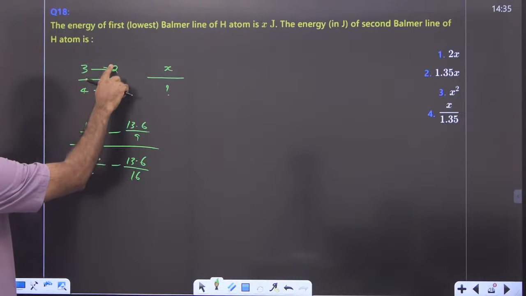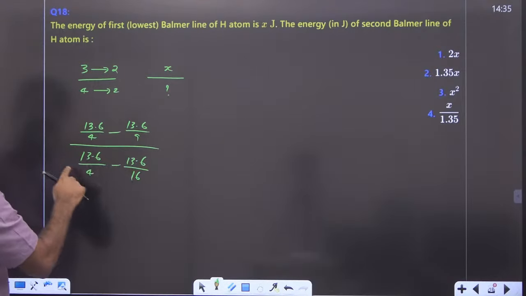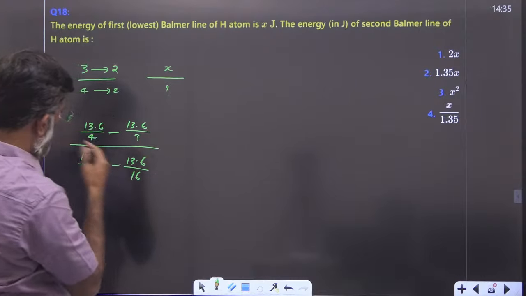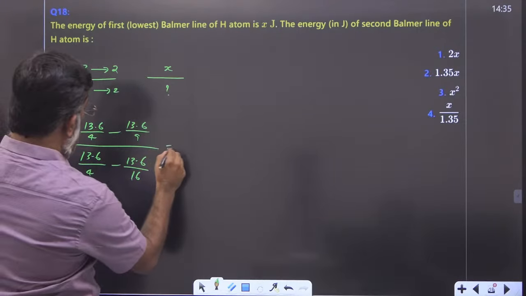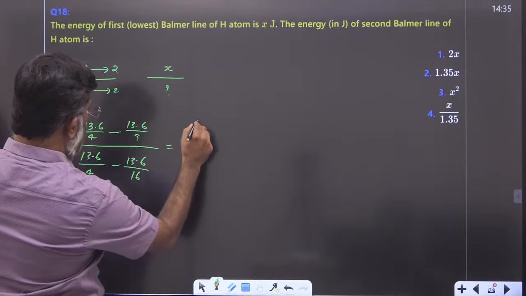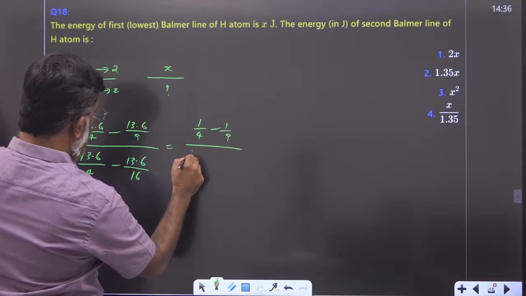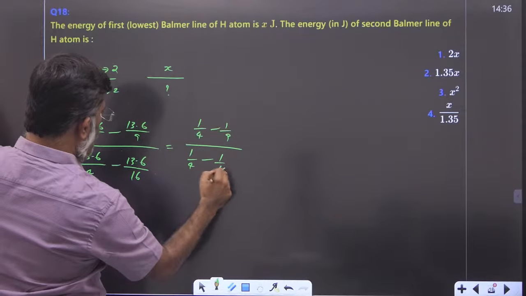That is 2 square minus 3 square by 4 square minus 2 square minus 4 square. Do that. 13.6 will cancel. So it is 1 by 4, 1 by 9, 1 by 4, 1 by 16.